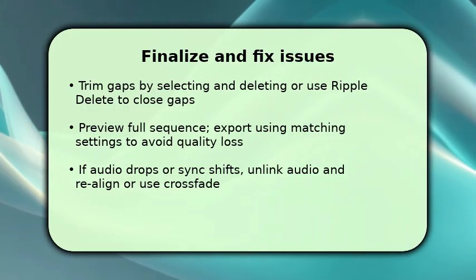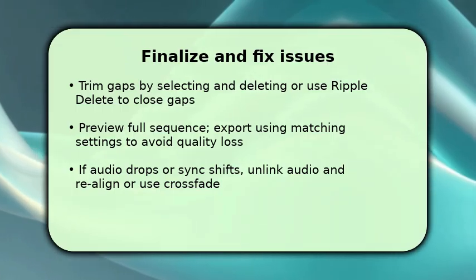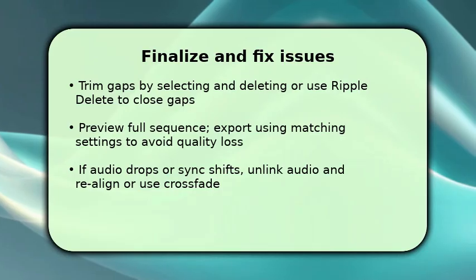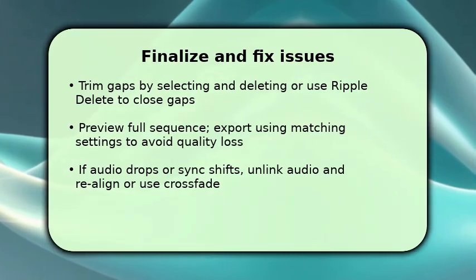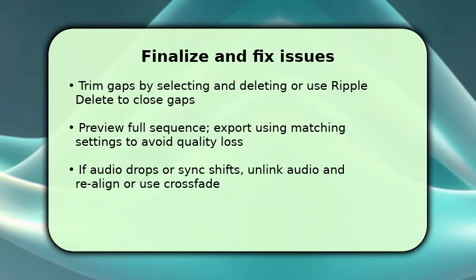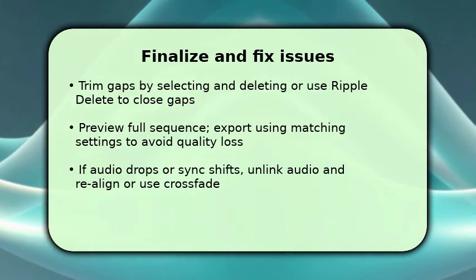Then export with settings that match your project resolution and frame rate to preserve quality. If audio goes out of sync after trims, unlink the audio track, realign it to the visual, and add a short crossfade to hide abrupt cuts.